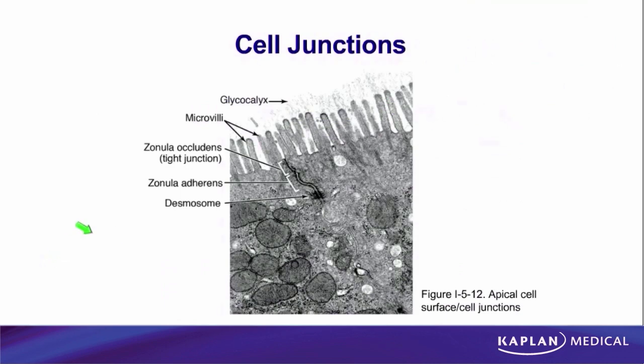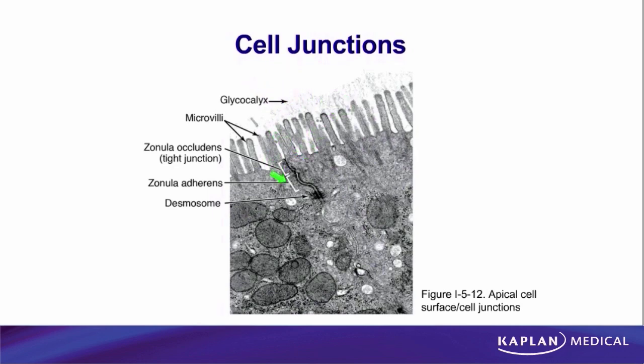So let's take a look at this on an electron micrograph. Here is one epithelial cell. Here's another epithelial cell. Here's the lumen. This is actually the epithelium lining the intestine, so this is the intestinal lumen. We see microvilli here that we'll talk about later.